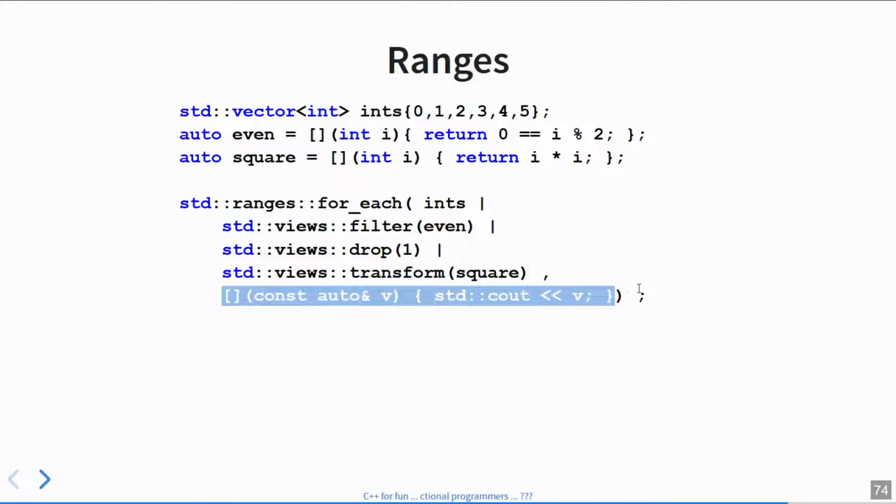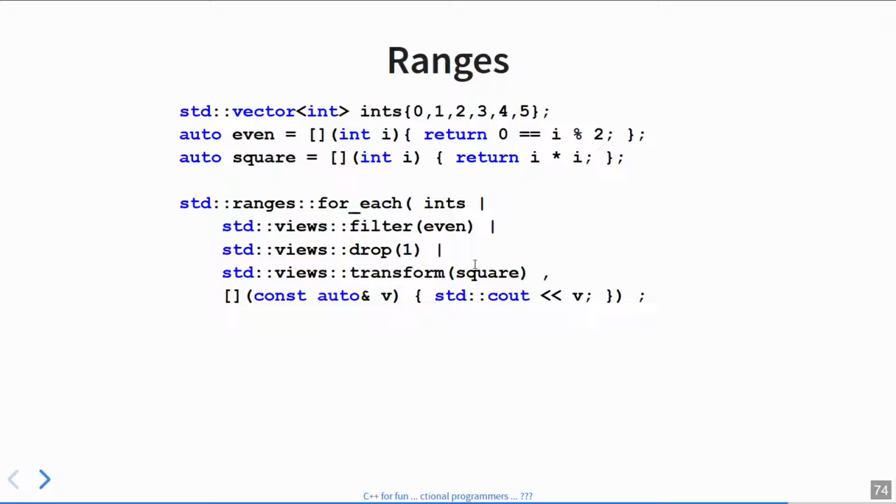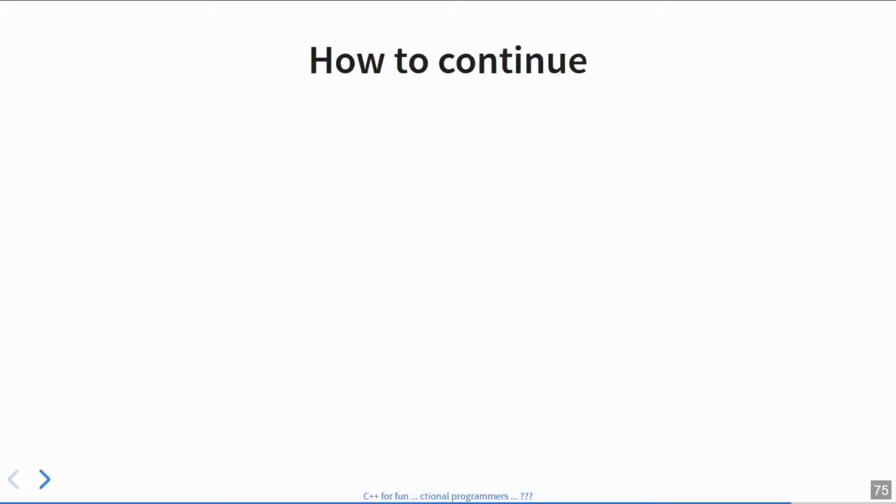Ranges with C++20 are a nice thing, but they are on top of algorithms. So they still have algorithms under the hood, so to say. And it's good to know about algorithms when you learn about ranges.